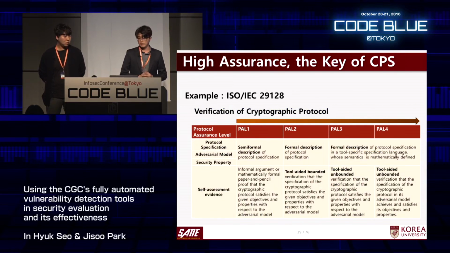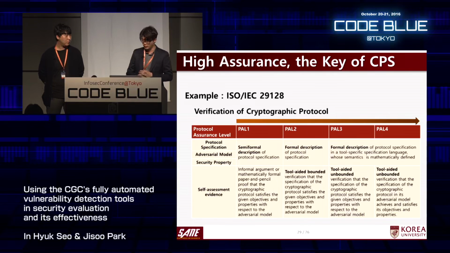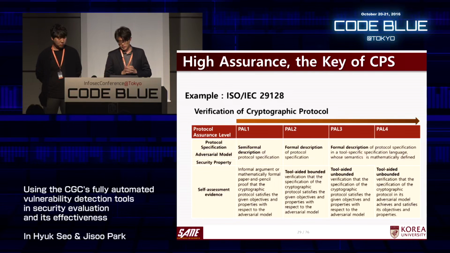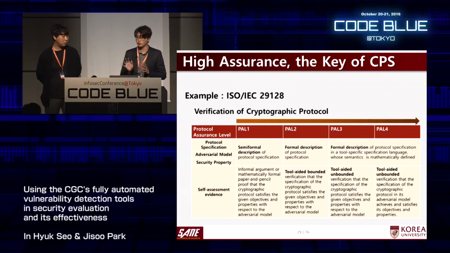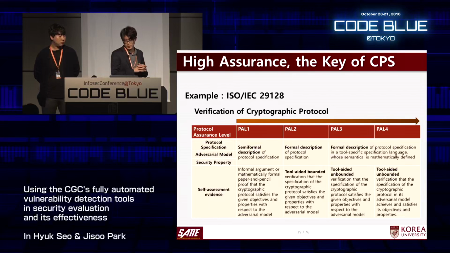At first, let's see the verification of cryptographic protocols. I mean ISO/IEC 29128. There are a total of 4 assurance levels, and from PAL3 up, it requires a formal description of the protocol specification in a tool-specific specification language. The language's semantics is mathematically defined, and self-assessment evidence is required up to PAL2, while PAL3 and PAL4 also require tool-aided verification.